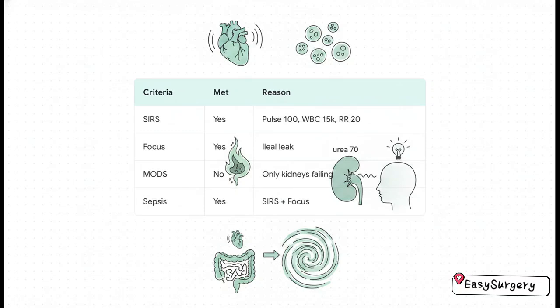Why? He's got tachycardia and an elevated white count. There's also a glaring focus of infection from that post-op ileal leak. So SIRS plus a known infection, that equals sepsis. Now, his urea is 70, which points to kidney failure, but he's totally conscious, meaning his CNS is still intact. Since only one organ system is failing, he hasn't crossed the line into MODS yet. So our definitive diagnosis here is just sepsis.